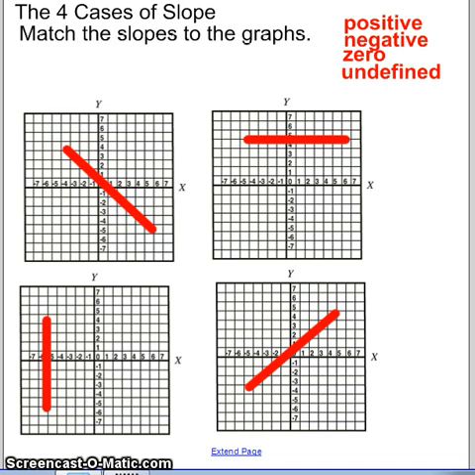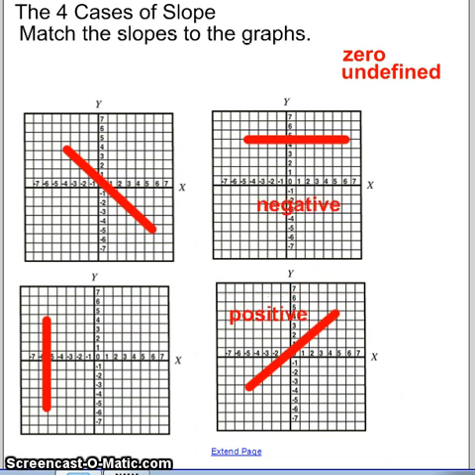The first thing that we want to talk about are the four cases of slope. Slope can be positive, negative, zero, or undefined. We want to try and match those four things with each of these graphs. Now, you always read a graph from left to right. So if the line is going up from left to right, that's going to make the slope positive.